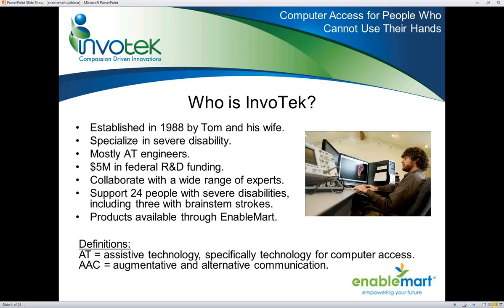The other thing that happens is that through our nonprofit and through programs that we've had for people in our community, we presently support about 24 people with severe disabilities, including 3 people with brainstem strokes. So you're not getting just a theoretical understanding. I mean, we've implemented these things, and so I hope that'll make a difference to you as you listen and as we go through this process.